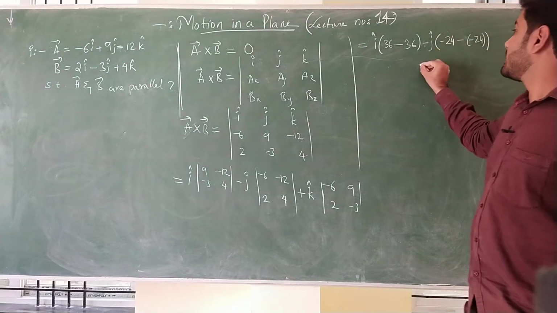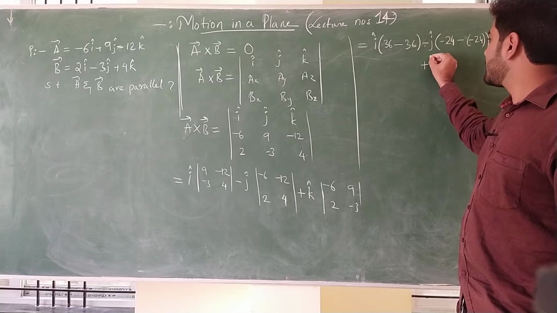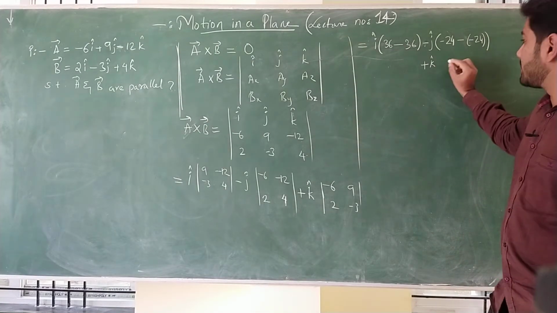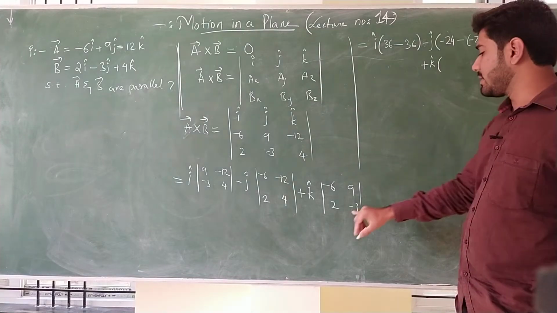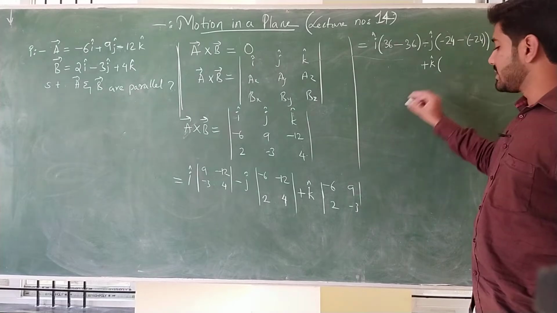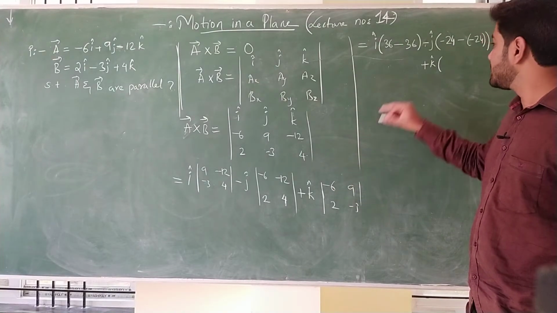A lot of people will get confused and make some mistake here, and they won't get the correct answer. Now the second one, k cap, the third one, k cap. Minus 6 into 3; minus 6 into minus 3 is minus into minus plus, 6 into 3 is 18.